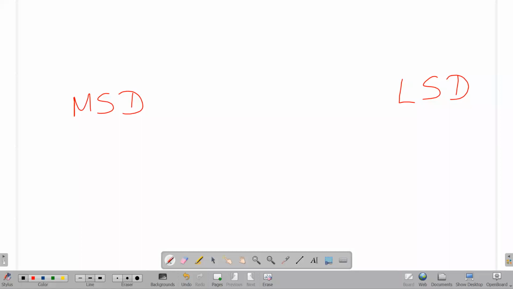So how are we going to recognize this? Let me take some numbers and show you how you can identify the most significant digit and the least significant digit. Let's take a simple value like 123.